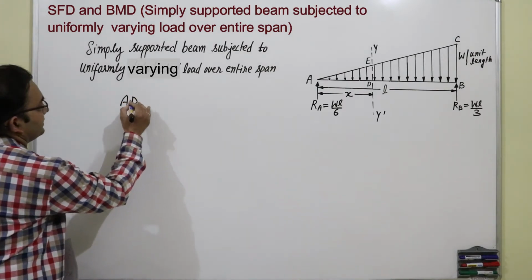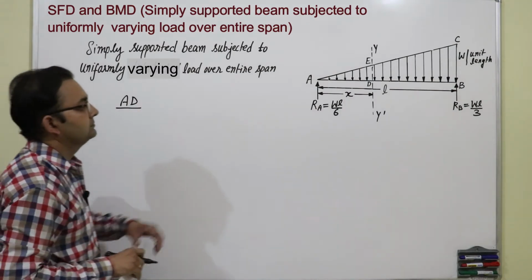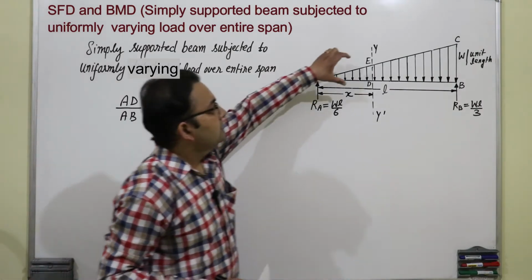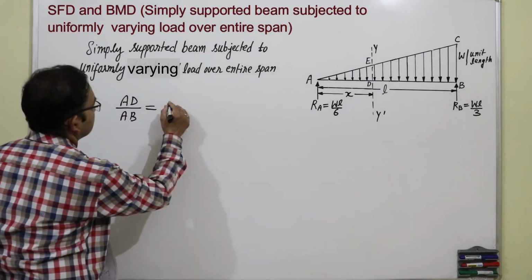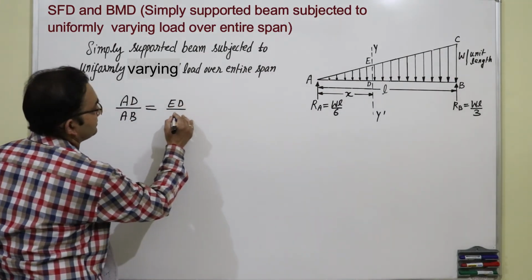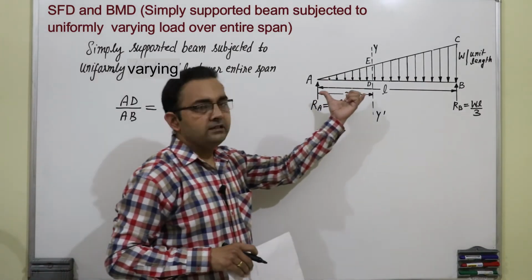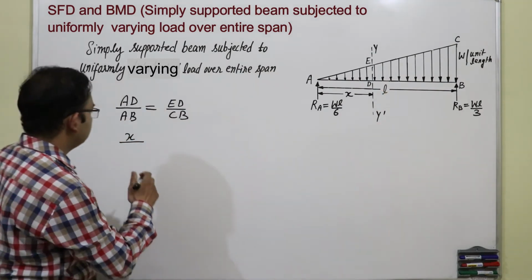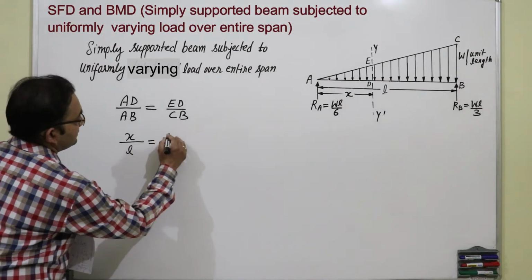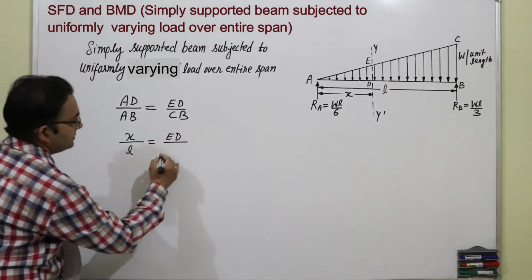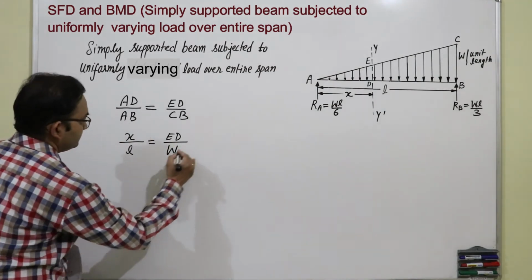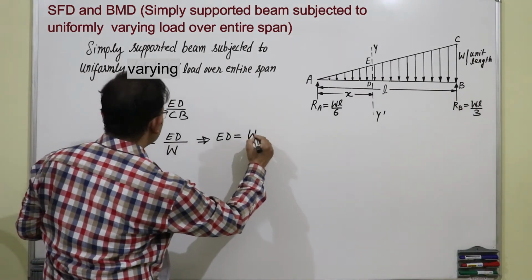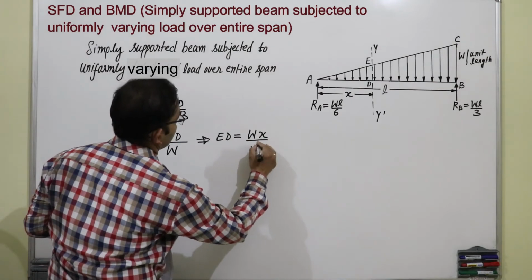AD upon AB equal to AD upon CB. AD is x, AB is L, AD we have to find out, and CB is W. So, ED equal to W x upon L.